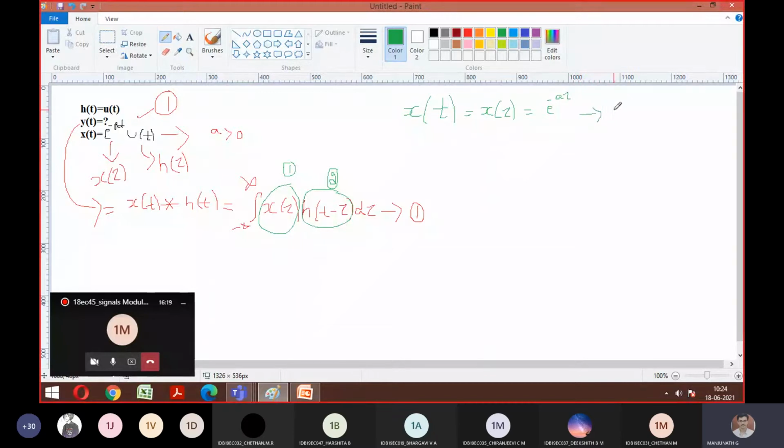In the formula, x of tau, we know this is the formula. Similarly, h of tau is nothing but h of t with tau. Just now we wrote h of t is given as u of t. So I can replace h of t with h of tau, which is u of tau. Okay? Good. So this is your second equation. This is the first thing you're supposed to do after writing the formula.